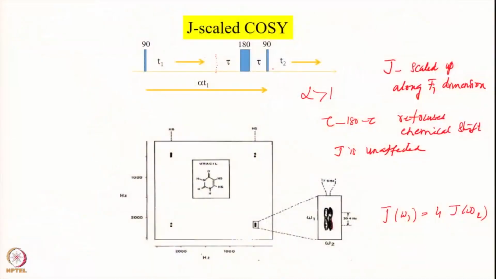Therefore, in this one what will happen is you will have plus minus here, but the minus plus appears at a much larger distance. So this separation is 4 times J, and this separation is only J. Therefore, the cancellation here is much reduced and you will see a good cross peak intensity in your experimental spectrum. So this is one strategy to get over this difficulty of cancellation of cross peak intensities.